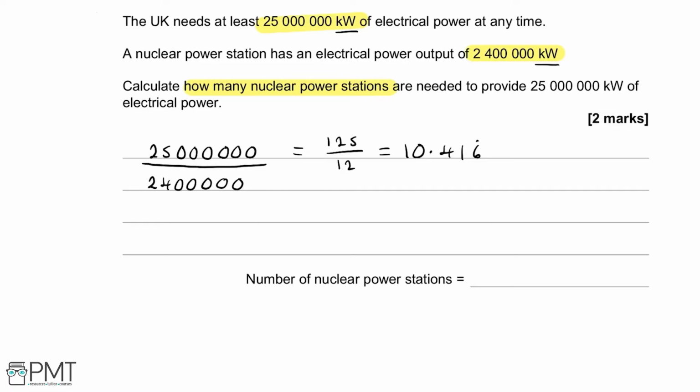Now we can't have 10.416 recurring power stations. We can't have a fraction of a power station. And so in this case, you would always round up. You can't round down to 10 because 10 wouldn't be enough because our answer is above 10. So you would round up to 11. So write 11 in the answer box.